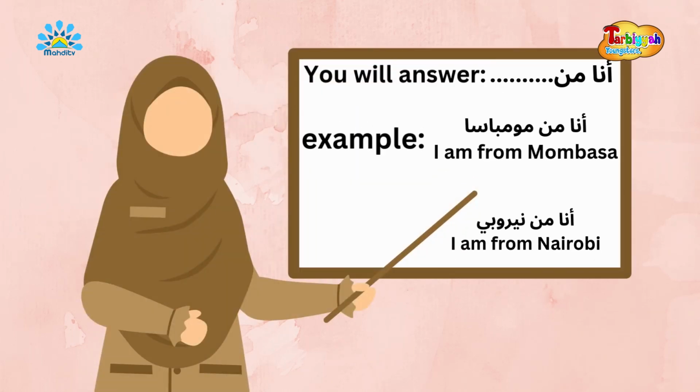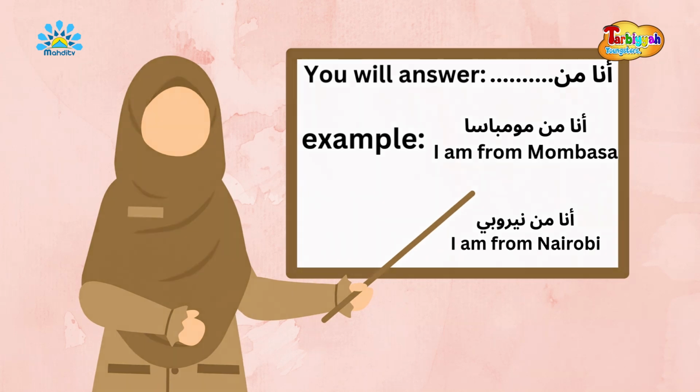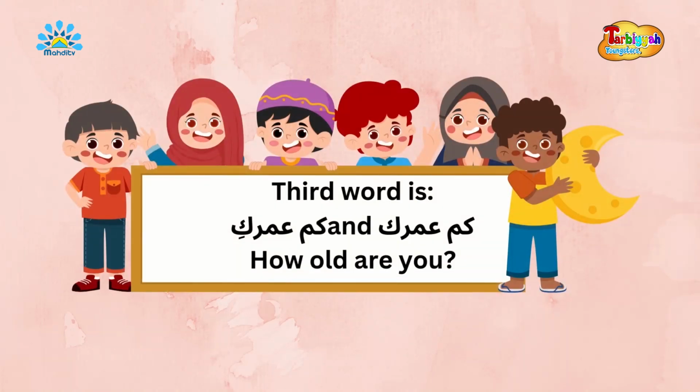We will answer Ana min Mombasa. If you are from Mombasa, you will say I am from Mombasa. And if you are from Nairobi, you will say Ana min Nairobi. I am from Nairobi. And our third word is Kam umruka and Kam umruki.